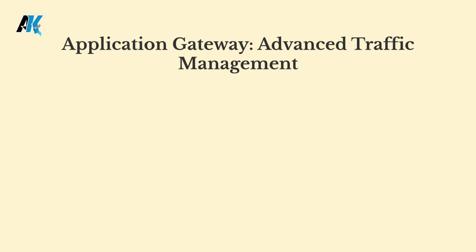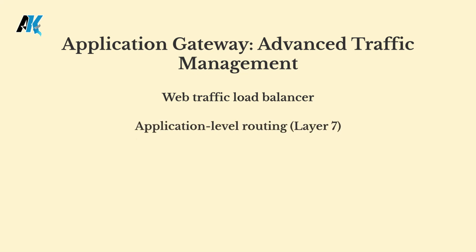Azure Application Gateway is a web traffic load balancer that operates at layer 7, allowing you to route traffic based on application level information such as URLs or host headers. It supports SSL offloading, where SSL termination is handled by the gateway, reducing the load on your backend services. You can also configure end-to-end SSL for additional security, ensuring encrypted traffic all the way to the application.